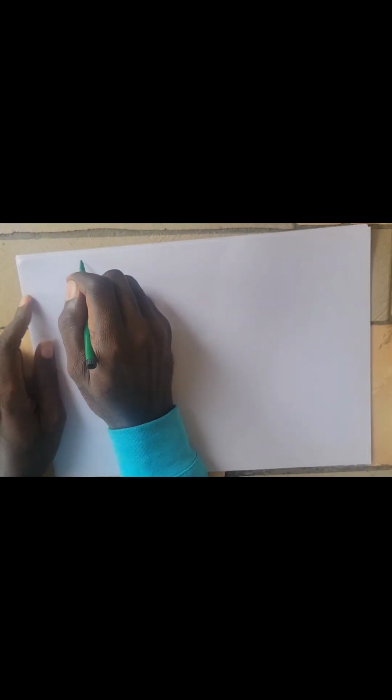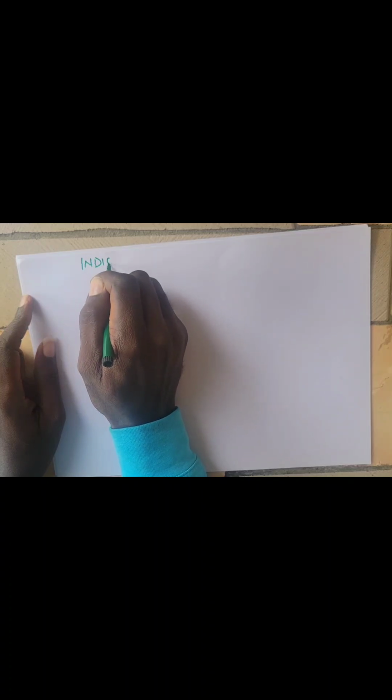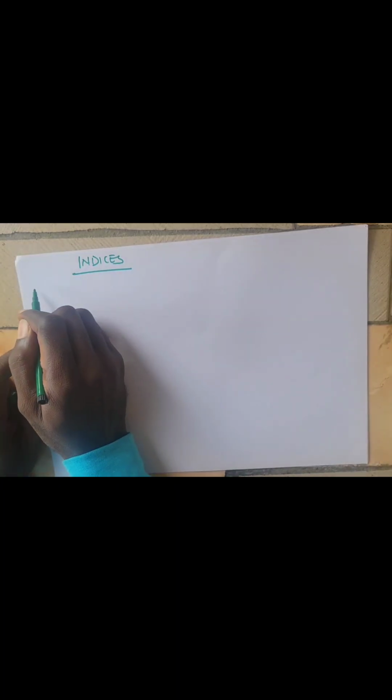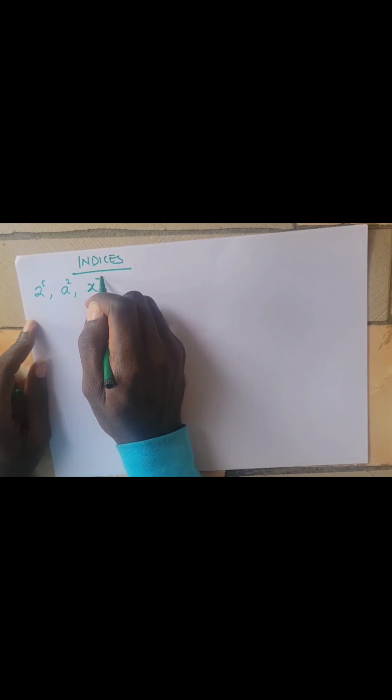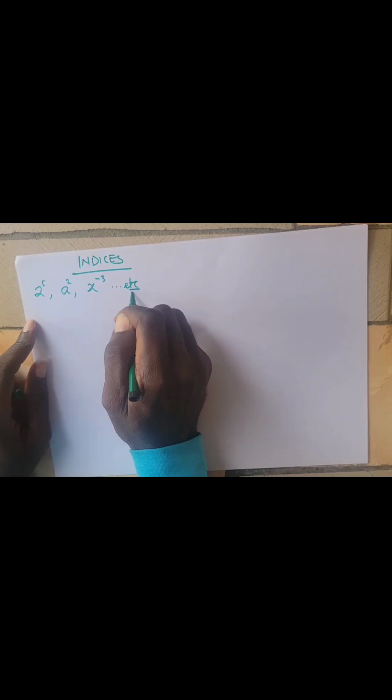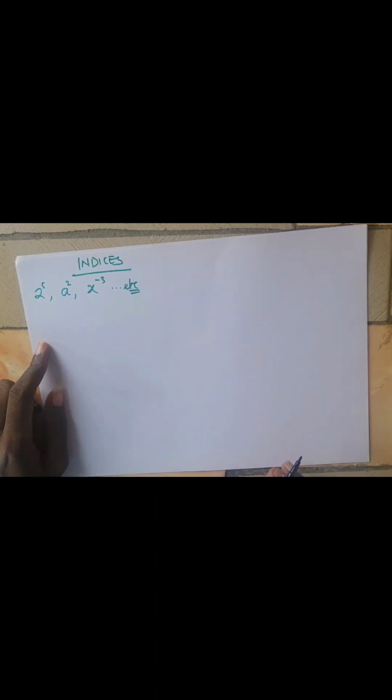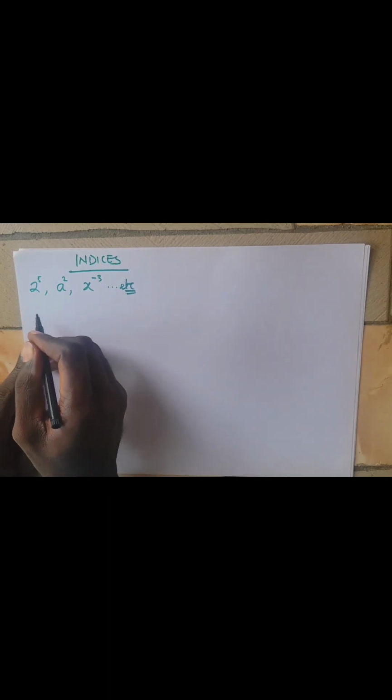So, indices. Often we see numbers like this: 2 raised to the power 5, a squared, x raised to the power minus 3, etc. These are written in index forms, and any number has two parts in terms of indices.